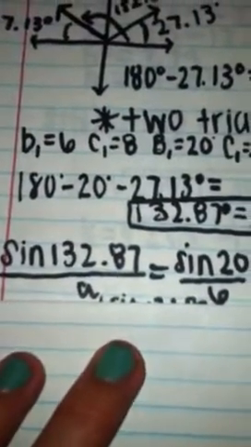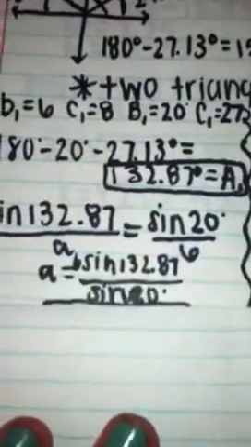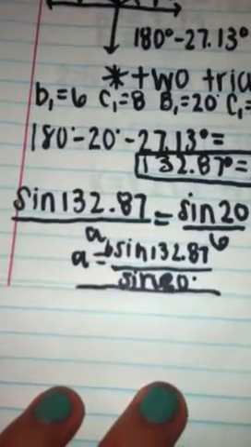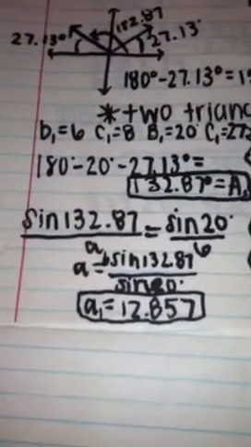Now we're going to plug that in to find side a. So we're going to do sine of 132.87 divided by a equals sine of 20 over 6. We're going to cross multiply to get a equals 6 sine 132.87 all over sine of 20, and then we get the first side a to be 12.857.